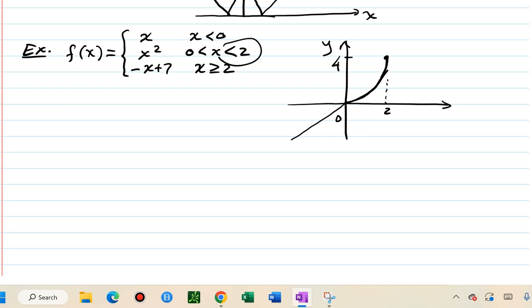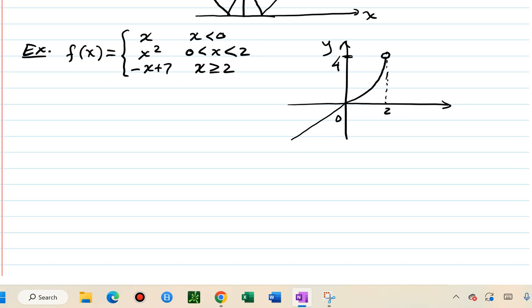Now, it doesn't include 2, so at this point I actually don't have a closed dot, right? Let me redraw this one. There, so that's what that looks like. I will have an open circle at 4, meaning 4 is not included. The reason, because 2 is not included.